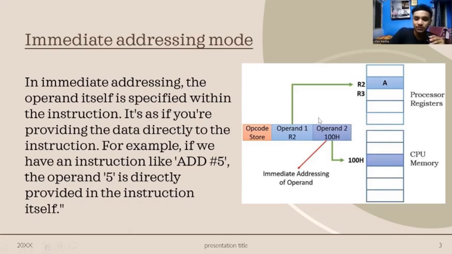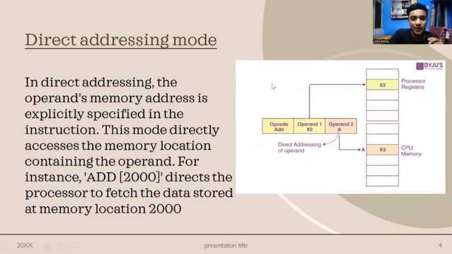So moving on to the next mode, which is the direct addressing mode. So what do we understand by direct addressing mode? I think we have gone through this. If you have taken CS in 12th standard, you would have definitely seen the direct addressing mode. In the direct addressing mode, the operand's memory address is explicitly specified in the instruction. This mode directly accesses the memory location containing the operand. For example, add 2000 directs the processor to fetch the data stored at the memory location 2000. Simple as that, very simple.